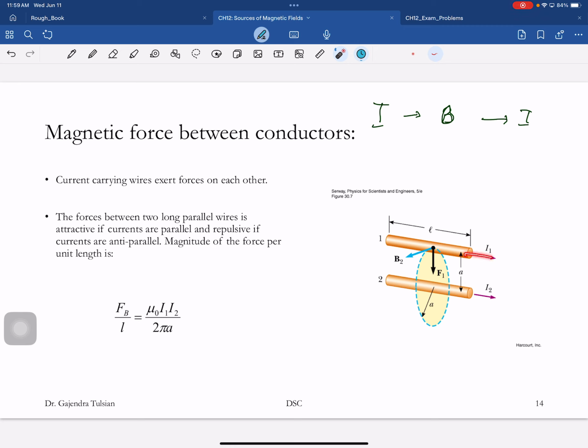And it turns out that if the currents are parallel to each other, they'll attract each other. And if the currents are in the opposite direction, they'll repel each other. Okay. I'll show you that in a second. But this expression tells you the force on the wires per unit length, which is equal to mu naught times I1 I2 divided by 2 pi times the distance between the two.